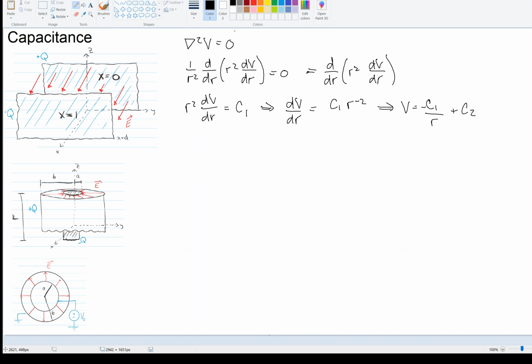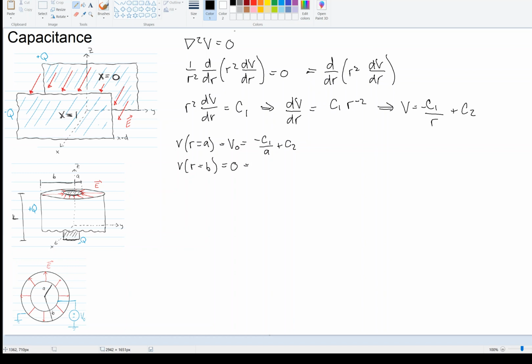Right? Integration, single variable. That shouldn't be a big deal. All right, now we apply our boundary conditions. So the voltage at R equals A, right, we're saying is V0 volts. So I plug in R equals A. This is negative C1 over A plus C2. And then I plug in the radius B is 0 volts, we're saying.